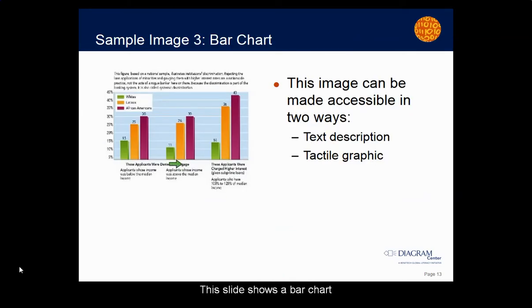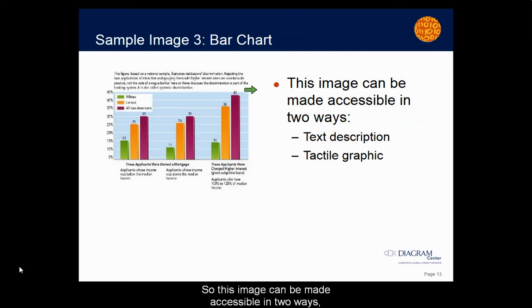This slide shows a bar chart about institutional discrimination. It comes from a college-level sociology textbook. From the surrounding text, we learn that the student will be expected actually to interpret the data and to understand the relationships between the groups represented by the three bars in each grouping. From the image itself, we can see that there's embedded text. So that content has to be included in any description.